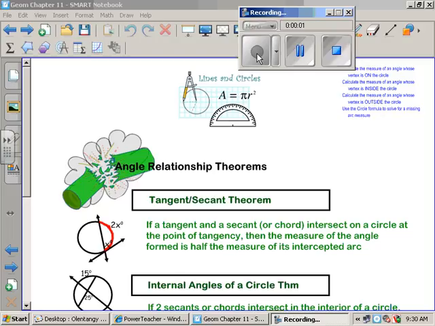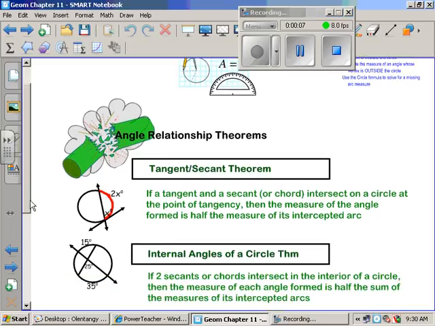So let's figure out what you found out through your discovery on the computer. Does this picture look familiar? Remember drawing this on your geometry sketchpad? You can draw a tangent and a secant? Yes, good. Okay, so what did you find out about the relationship of that angle and the arc that it made, that it intersected? The arc is double the angle, or angle is half the arc.